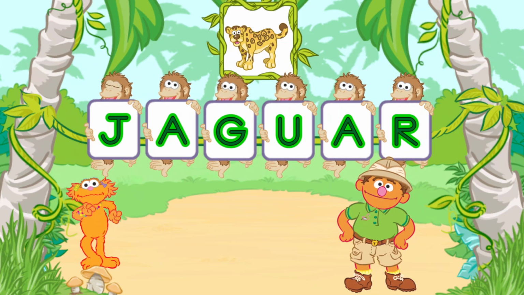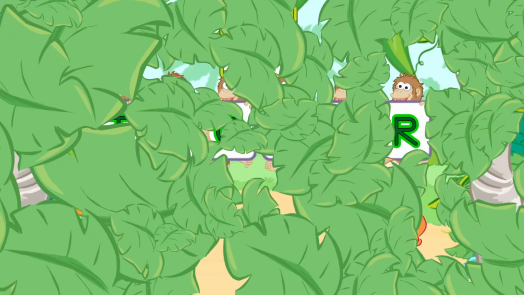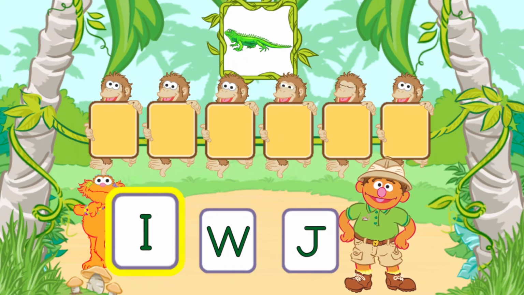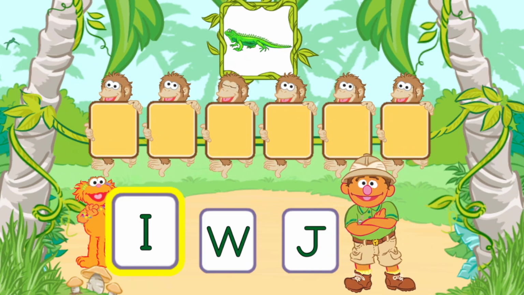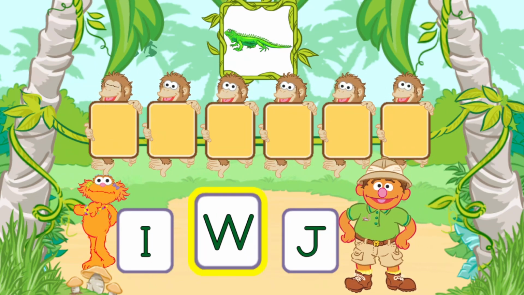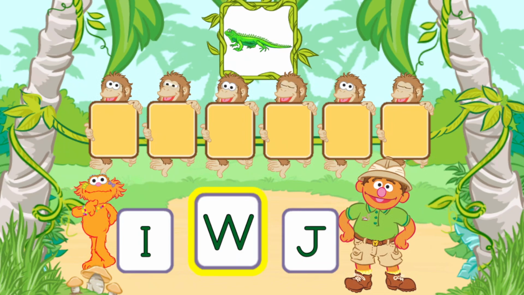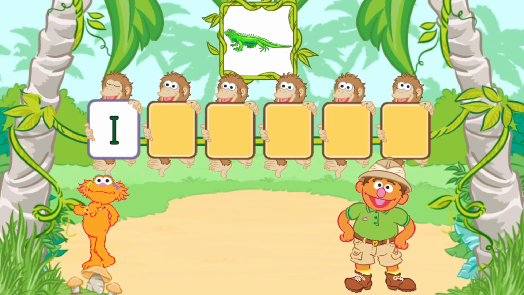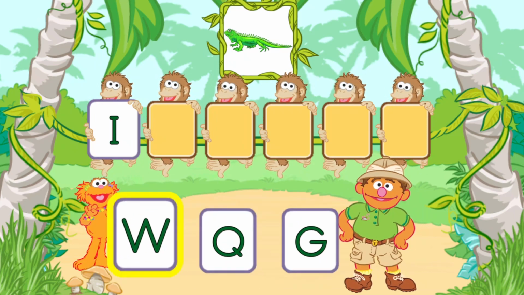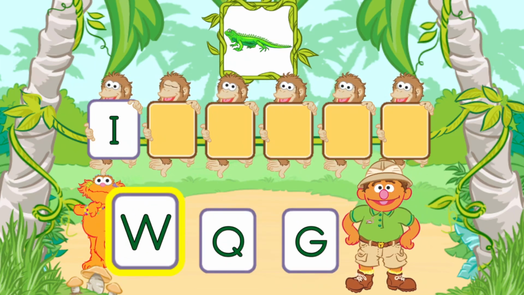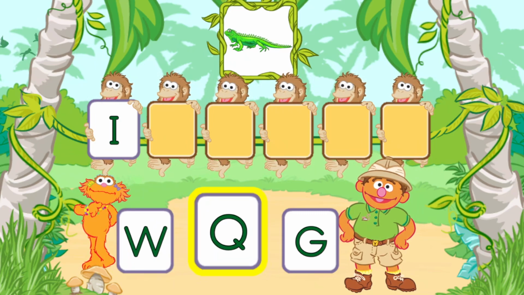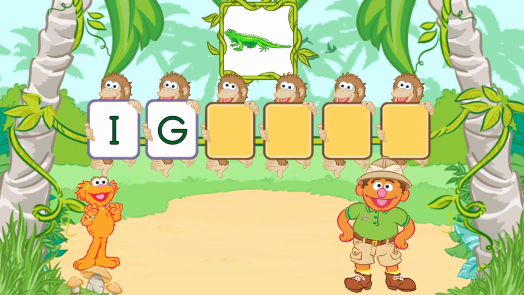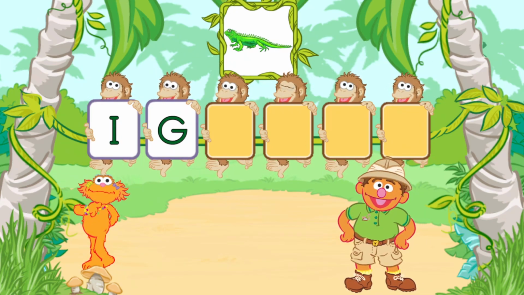You're doing great. Let's make another word. Let's put these letters in order to spell the word iguana. That was great! I is the first letter in the word iguana. Next, pick the letter G. G is the next letter in the word iguana.